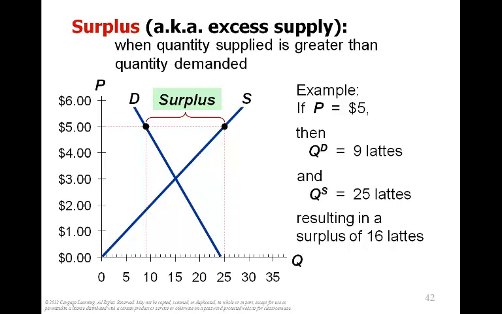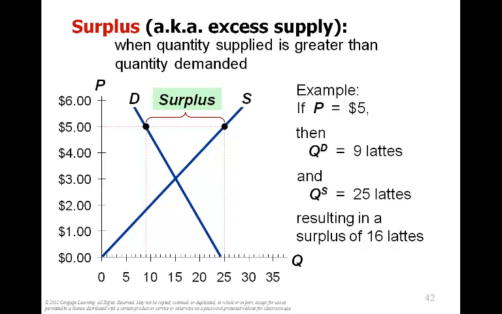If the price happened to be higher than the equilibrium price, then the quantity that people produce would be greater than the quantity that people would buy. So for instance, if the price were $5, then the quantity supplied would equal 25 lattes, and the quantity demanded would be 9 lattes. Producers would wish to produce 25 lattes at that high price, because they get more for each latte that they sell, but consumers wouldn't want to buy very many of them. So there would be a lot of unsold lattes. So say there'd be 16 unsold lattes.